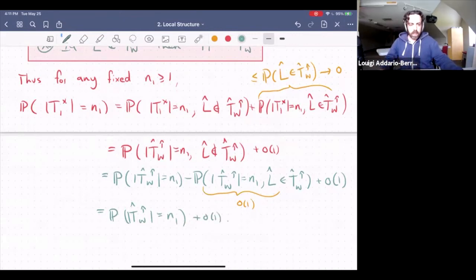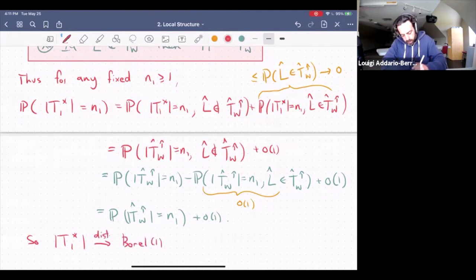Okay, so that tells us that the size at least of T1 star converges in distribution to a Borel.